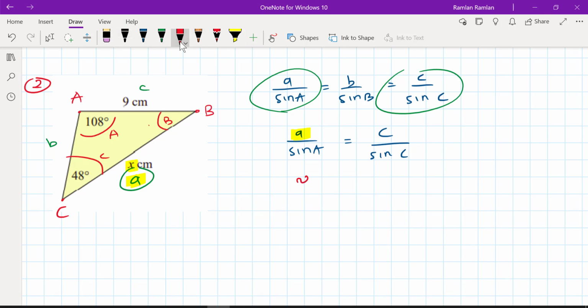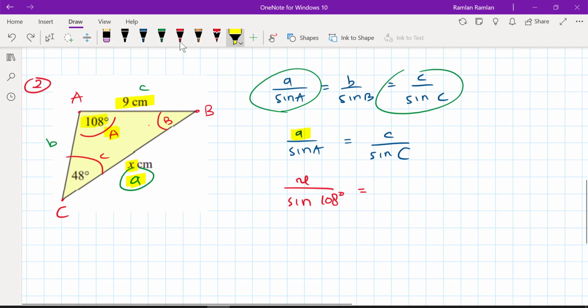I'm going to write that x over sine of angle A. Angle A is this side over here, right? This is A, so that will be 108 degrees. And the next one is C, so it should be lowercase c. The C value here is the length of C, which is this one, right?